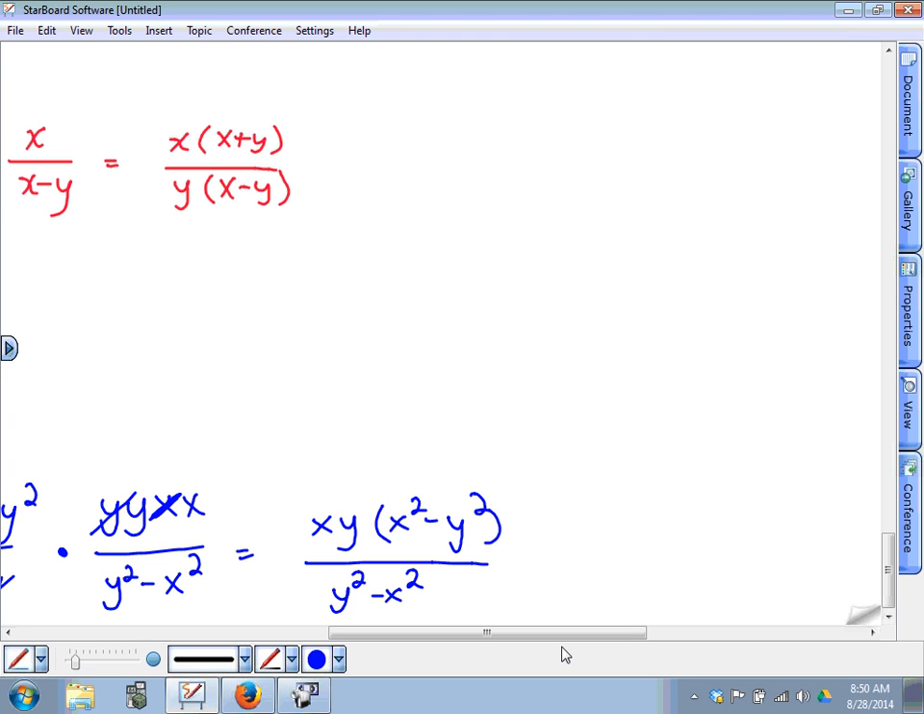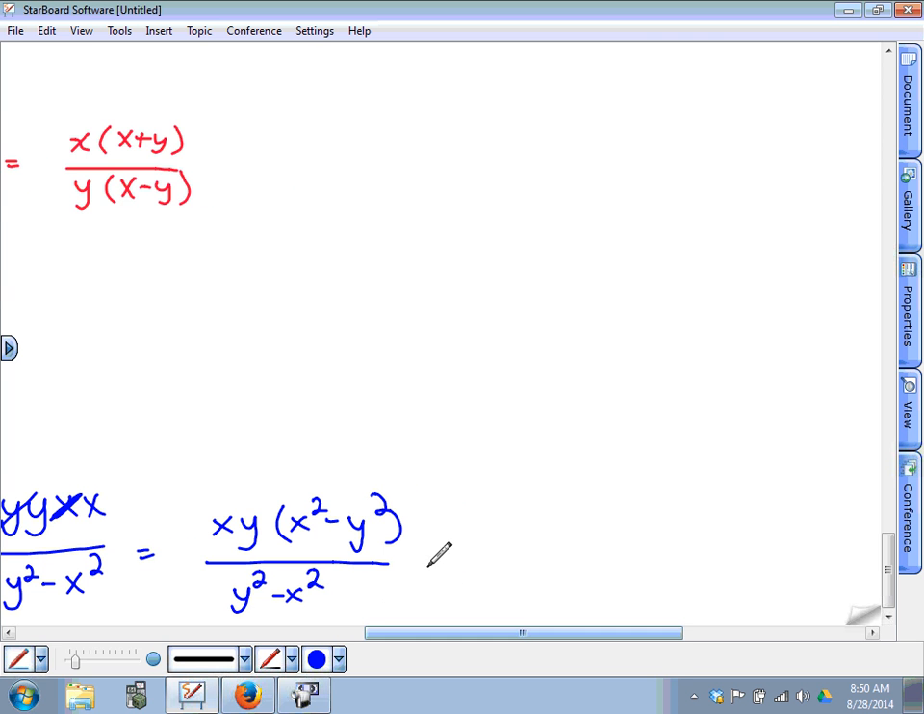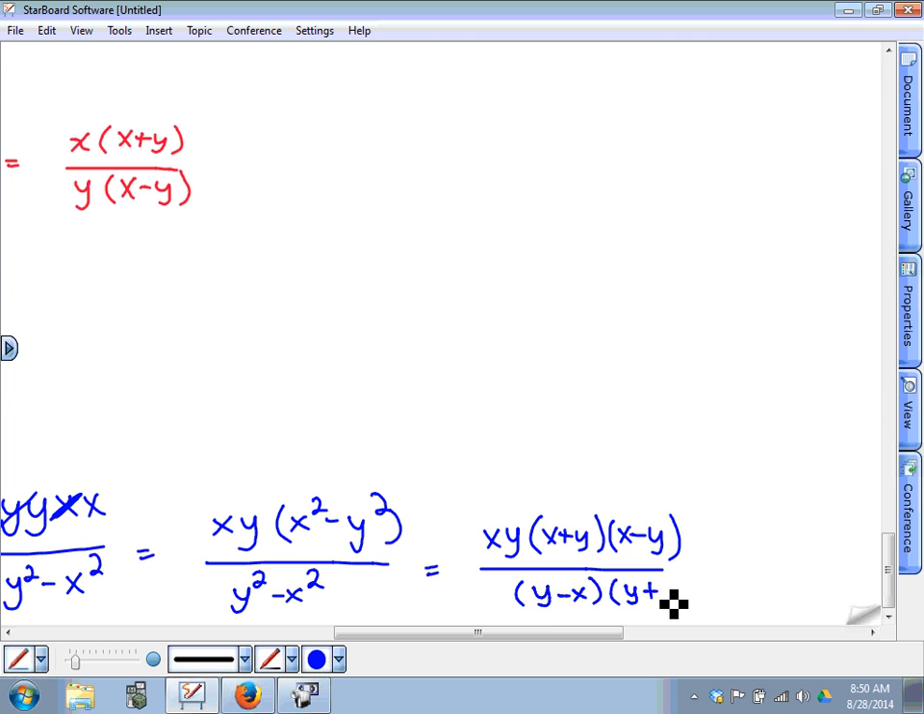Factor, yep, keep going, factor. The difference of squares. The difference of squares, right? X squared minus y squared can factor into x plus y times x minus y. See, isn't math cool? And then down on the bottom, y squared minus x squared can factor into y minus x times y plus x.